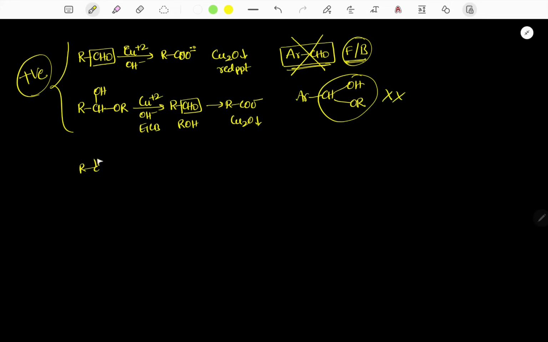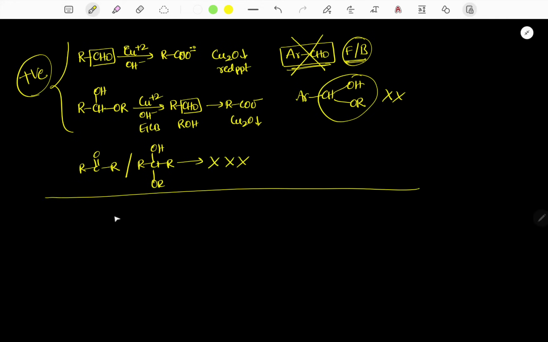Similarly, ketones, like in the Tollens test, ketone and hemiketal also do not respond. So the overall conclusion is, Tollens, Fehling, Benedict: aldehyde, Tollens positive, Fehling positive, Benedict positive. Next, aromatic aldehyde, Tollens positive, Fehling negative, Benedict negative.